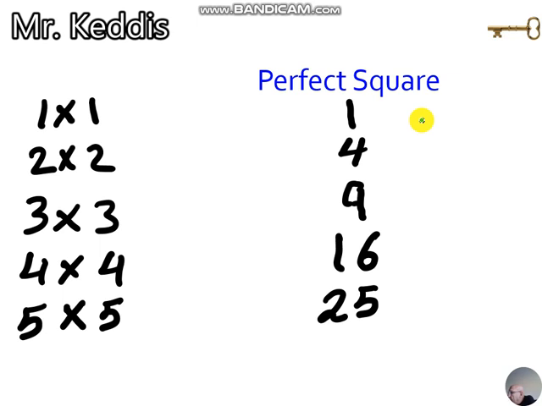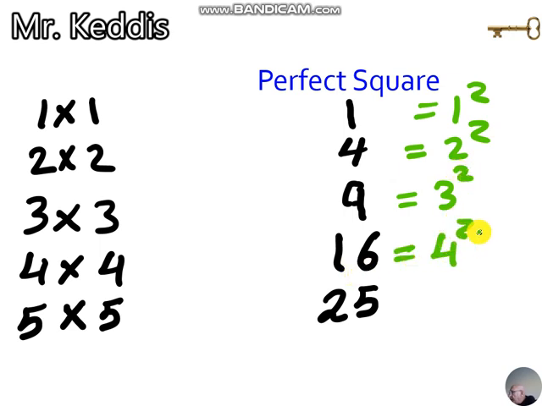1, I can write 1 as 1 squared. This means perfect square. I can write 4 as 2 squared. I can write 9 as 3 squared. I can write 16 as 4 squared. I can write 25 as 5 squared.